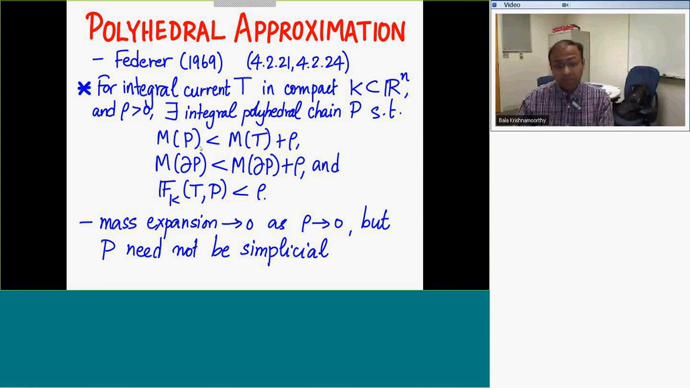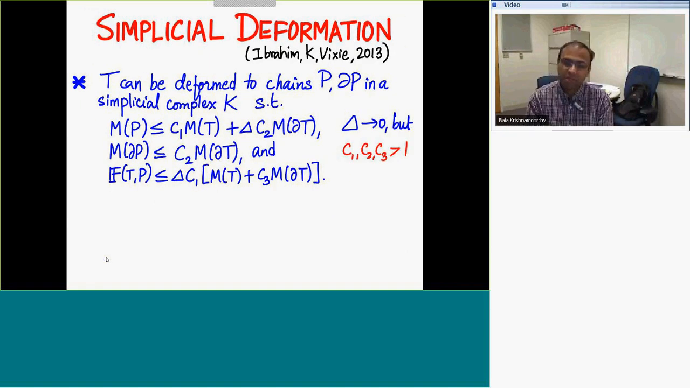But P needs to be simplicial. So we want something like this in the simplicial setting. That's where we have a simplicial deformation theorem. The original version is in our 2013 paper: taking a continuous current and deforming it into a current on a simplicial complex K.